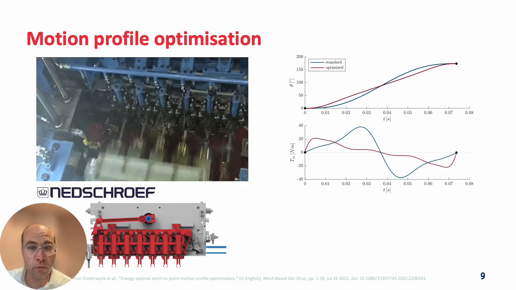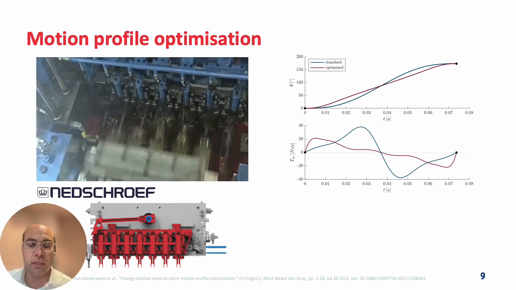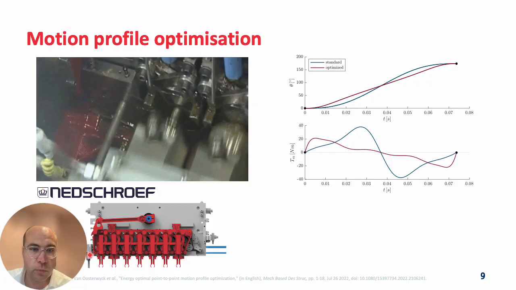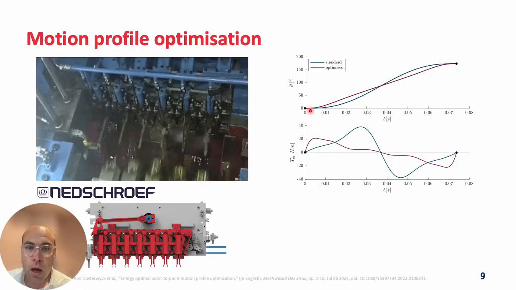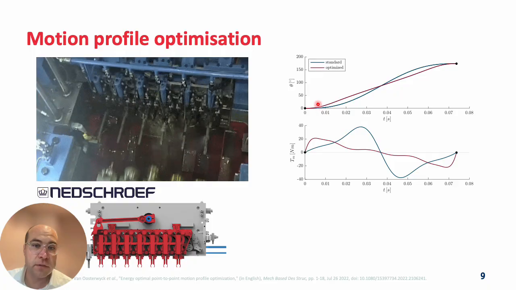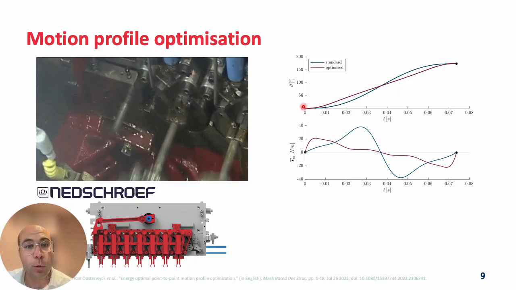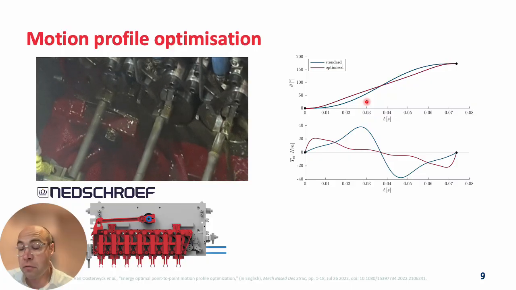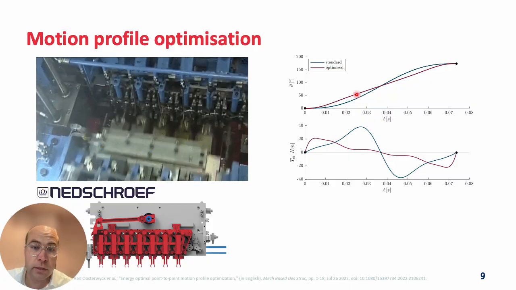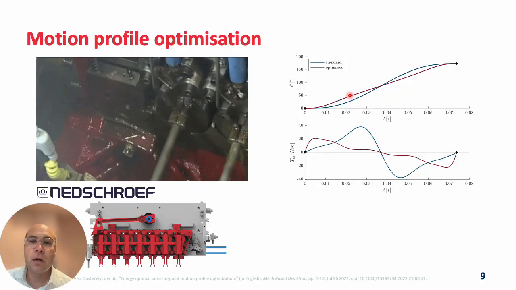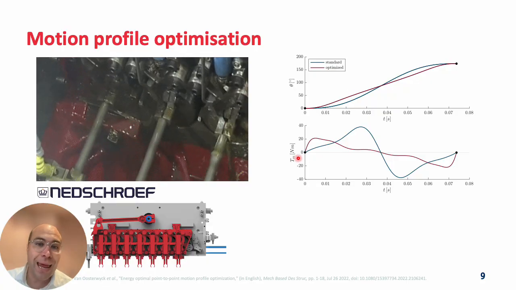Let's look at the motion profile. This is again the machine that makes fasteners. What we see is the machine needs to move from left to right. The machine designer gives his desired start and end point, but the actual motion profile in between, whether it's the blue variant or the red variant, for the machine manufacturer that doesn't matter. But it does matter for the energy usage.